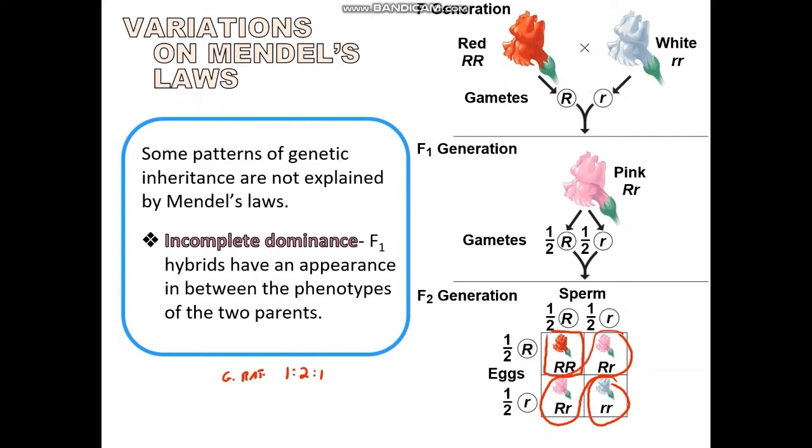However, if you look here, every genotype now has a special phenotype associated with it. So now, instead of a 3 to 1 phenotypic ratio, you end up with a 1 to 2 to 1 phenotypic ratio as well. 1 red snapdragon for every 2 pink snapdragons for every 1 white snapdragon. So that's incomplete dominance.